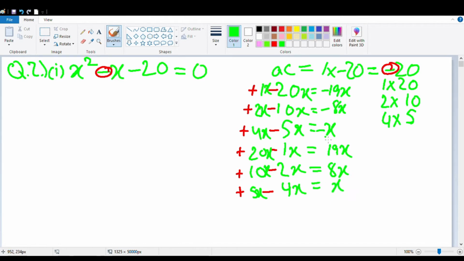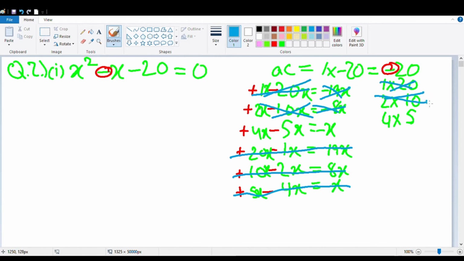But we need negative x. So that means these are all wrong. The third one is correct, and the rest of them are all wrong. So only this third one is correct. So let's use the third one.